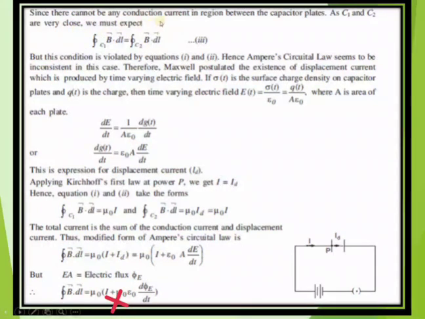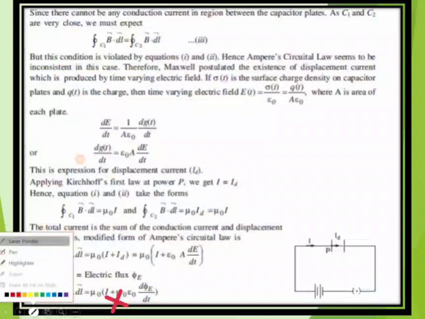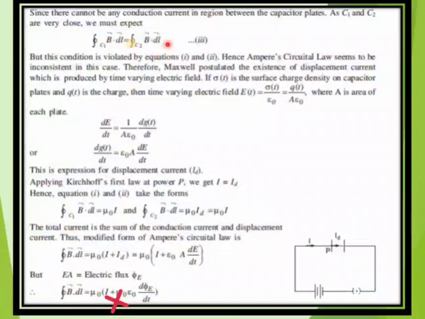Now from equations 1 and 2, we can conclude that since C1 and C2 are very close to each other, their values should be equal. That means the closed integral over C1 of B dot dl should be equal to the closed integral over C2 of B dot dl. But their values are not equal, since for the first equation the value is mu naught times I.